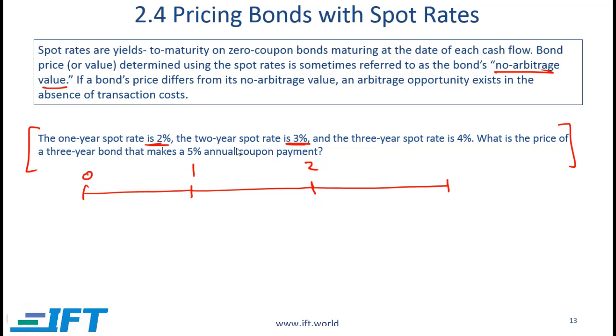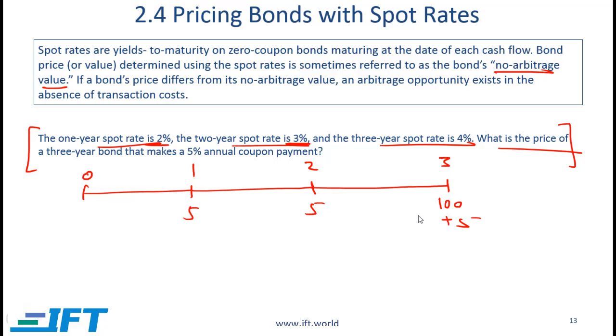We are given the spot rates. We are given the 1-year spot rate, the 2-year spot rate, and the 3-year spot rate. And the question is, what is the price of a 3-year bond that makes a 5% annual coupon? Let's take a par value of 100. So at the end of year 3, we have 100. The coupon payment is 5%, so that will be 5, 5, and 5.